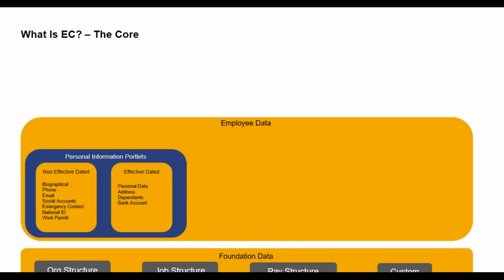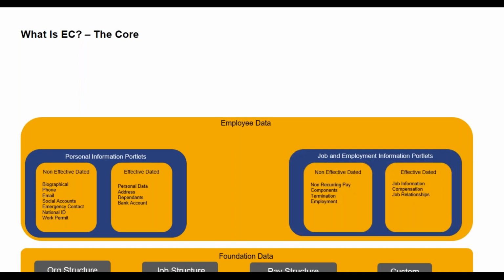your employee data. Employee data is split into two parts: personal information and job and employment information. Personal information again is divided into two sections: effective dated portlets and non-effective dated portlets. Similarly, job and employment information is also divided into two parts: the effective dated and non-effective dated. What do you mean by effective dated?